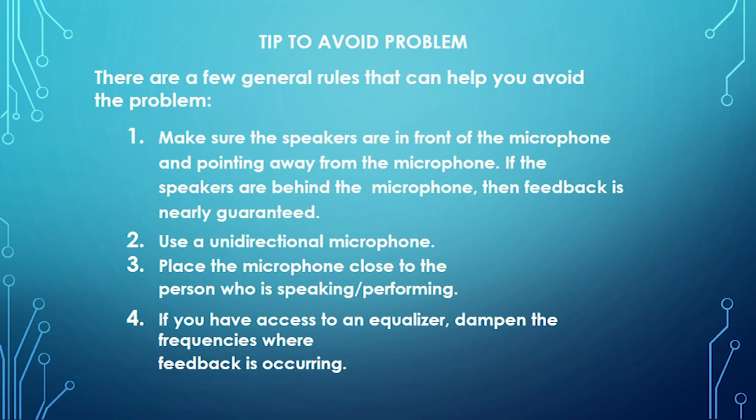1. Make sure the speakers are in front of the microphone and pointing away from the microphone. If the speakers are behind the microphone, then feedback is nearly guaranteed. 2. Use a unidirectional microphone. 3. Place the microphone close to the person who is speaking or performing. 4. If you have access to an equalizer, dampen the frequencies where feedback is occurring.